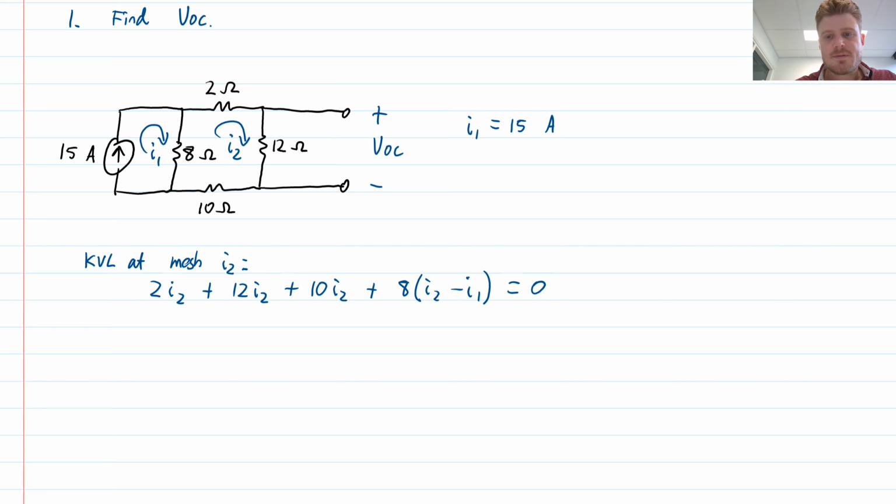I know the value for I1, so I can substitute it in. That was 15 amps. And I can collect some like terms on the left-hand side. So 2 and 12 will give me 14, plus 10 will give me 24. So I have 24 I2 plus 8 times (I2 minus I1, which was 15) is equal to 0.